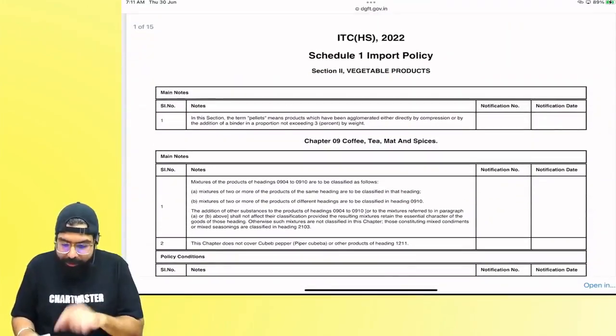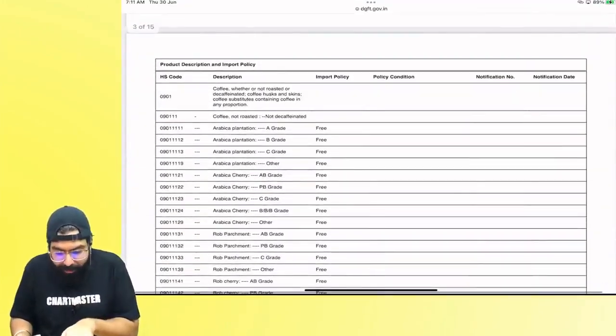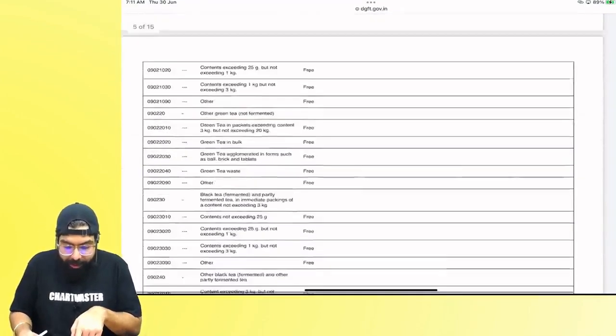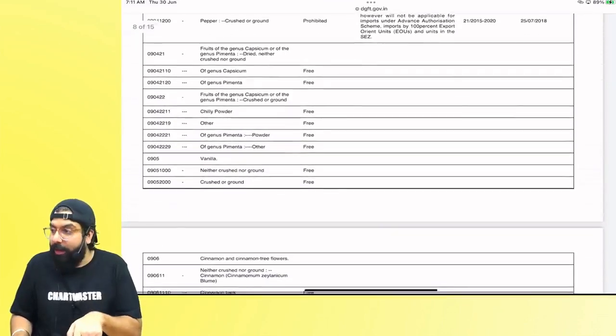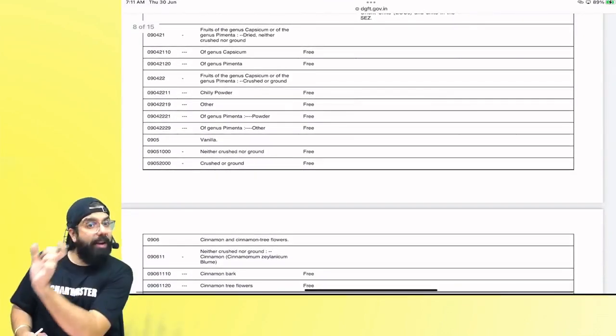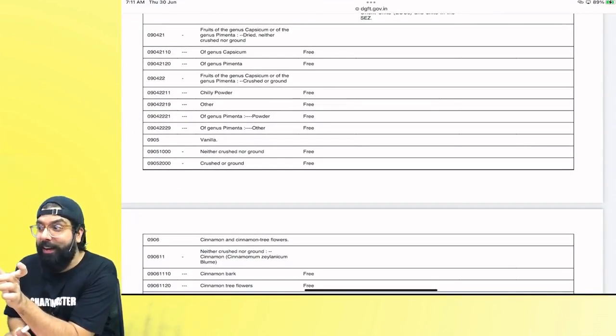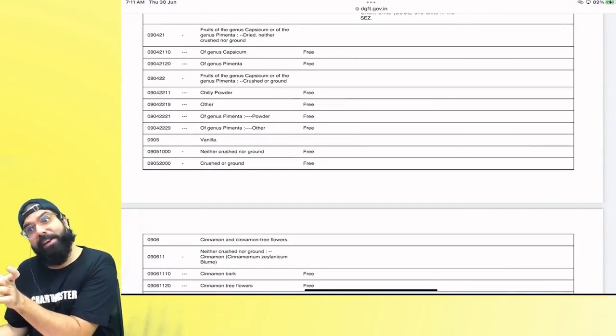See, sir, this is the import policy. So against every item, it is told whether it is free, whether it is restricted, prohibited, they have gone ahead and told. So against every ITC HS, you tell, sir, my goods are classifying in this. In customs, if you tell me, that classification will give you the rate.